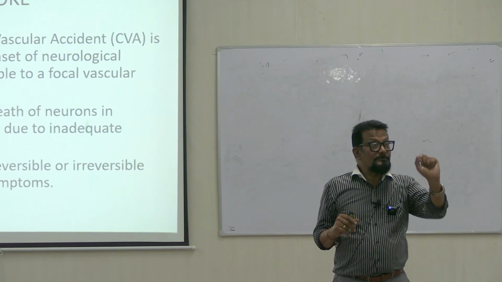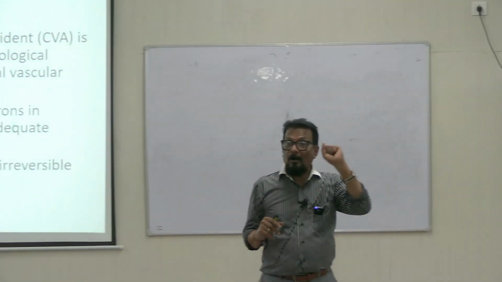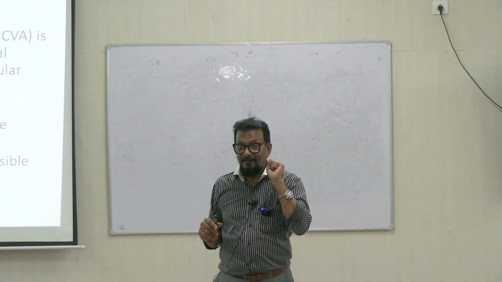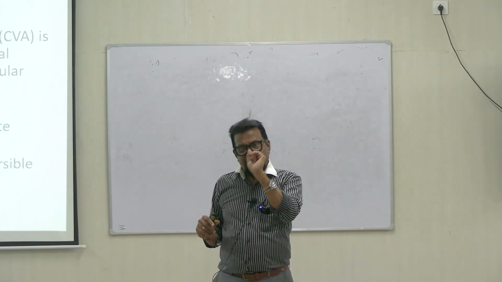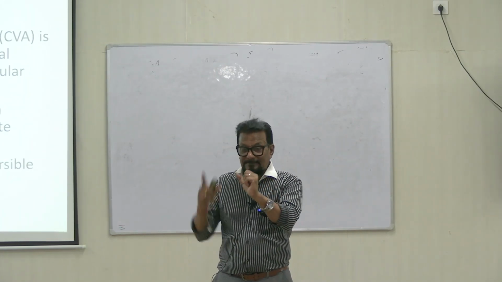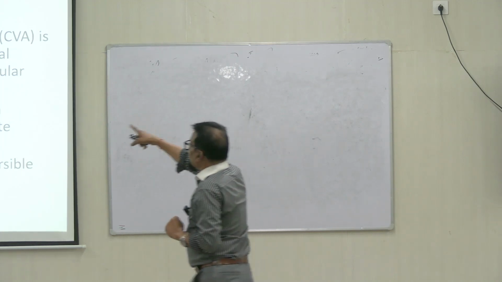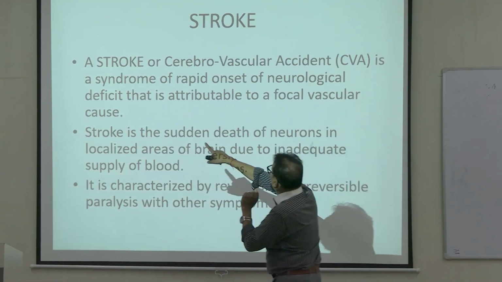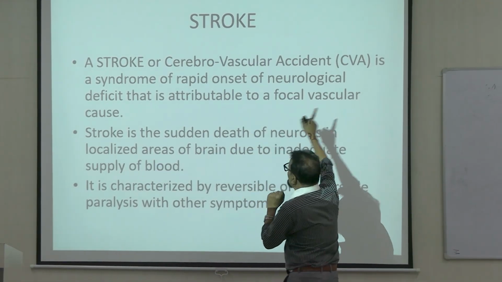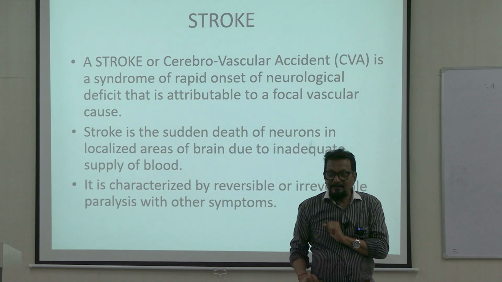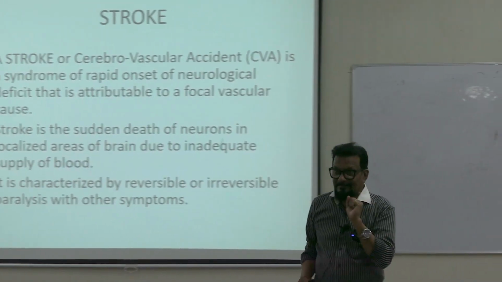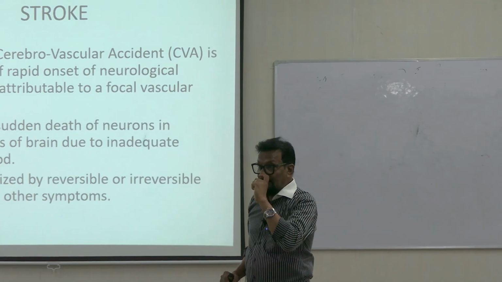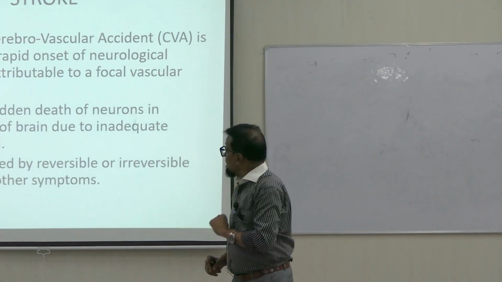Why? Because of involvement of a blood vessel in the cerebral circulation. Okay. And something is happening within the blood vessels. Because of these changes in the blood vessel, what you will see? Rapid onset of neurological deficit. Now, what are the changes in the blood vessel? What changes can be taking place that will initiate stroke?